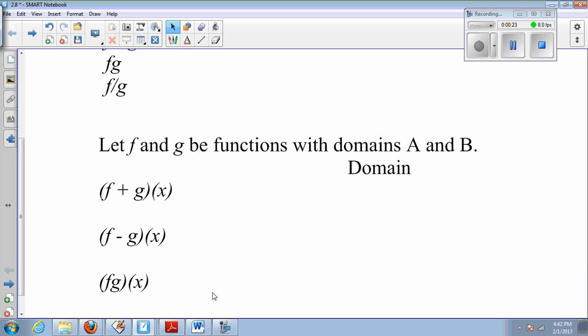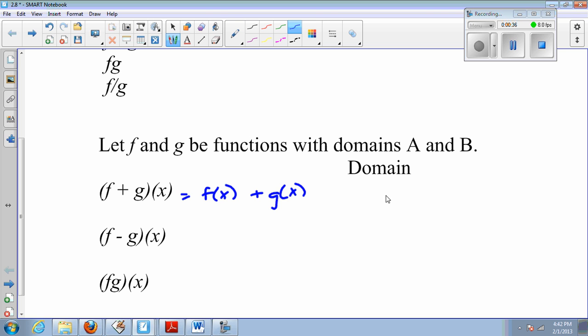So if we add f and g of x, that is the same as f of x plus g of x. Our domain is A intersect B. f minus g of x is the same as f of x minus g of x, and our domain is A intersect B.